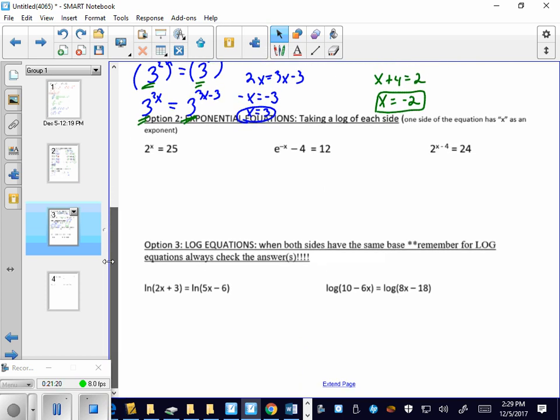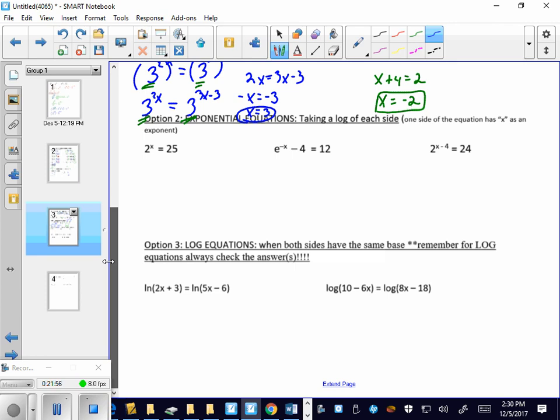Same idea, but because the variable is in the exponent, we're going to have to come up with a different way, because if you look at this, the base here is 2. 25 is not a power of 2. You can raise 2 to whatever power you can think of off the top of your head, not a whole power of 2, and you're not going to get 25. So I can't rewrite 25 as a power of 2. Well, there's another way to do it. I can change this whole thing into logs.